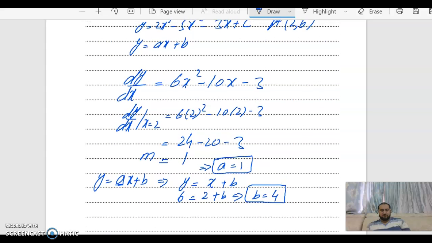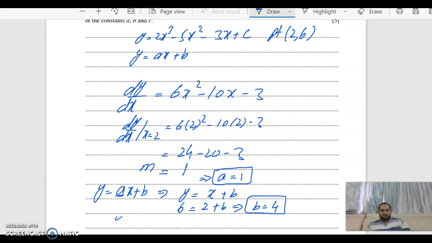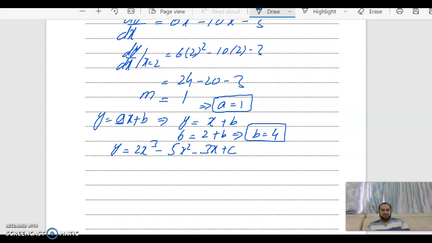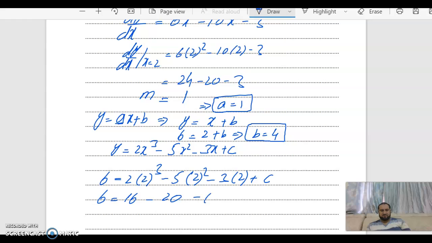In order to solve for c, we need this equation. Let me write over here: y is equal to 2x cubed minus 5x squared minus 3x plus c, and the point is (2, 6). So we can plug the values: y is 6 and x is 2. So this is 6, and then 2 to the power 3 is 8, 8 times 2 is 16, minus 20 minus 6 plus c. If we simplify this one, c must be equal to 16.